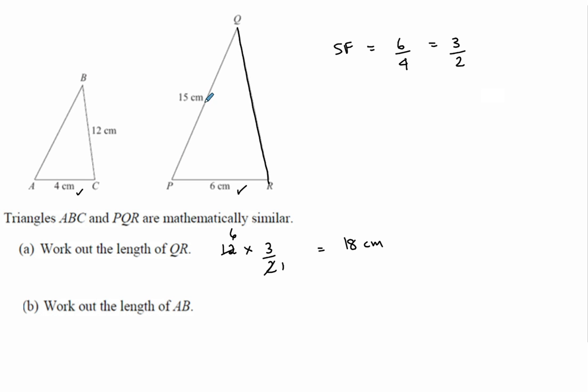Work out the length of AB. So now we're going from bigger to smaller. So here we're going 15 divided by 3 over 2. And using copy opposite, we get 15 times 2 over 3. And cross divide. And you get 5 times 2 is 10 centimeters. All right. Nice easy marks, isn't it?